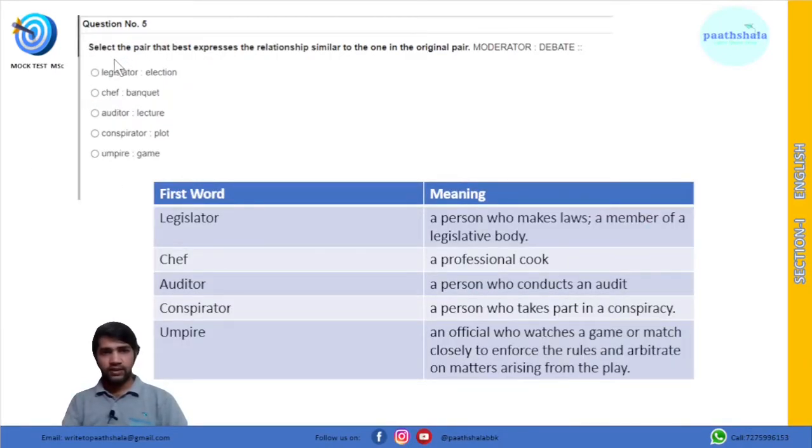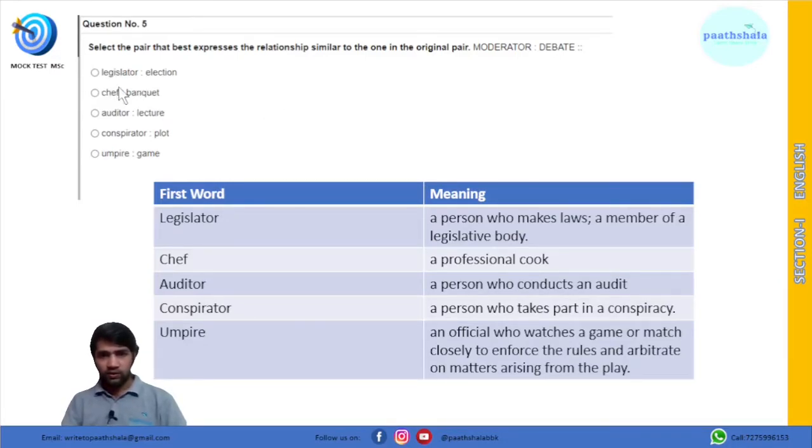In this question, it says select the pair that best expresses the relationship similar to the one in the original pair. So basically, this is a question from analogy. You know who a moderator is. A moderator is a person who moderates the debate. Basically, you can say he is the one giving direction to the debate.